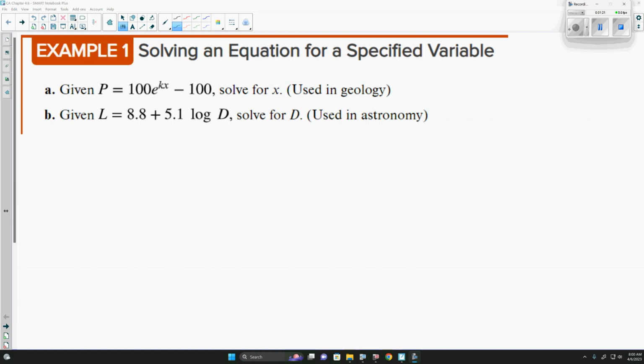Now, solving an equation for a special variable. Literal equations is what we call these also, literal equations. You did these in Algebra 1. I don't think we covered them in Algebra 2 much at all, because there's not a whole lot to them. So for the first one here, given P is equal to 100 e to the kx minus 100, solve for x. All we're doing for this here is getting the variable by itself. We're just solving for that one variable in particular.